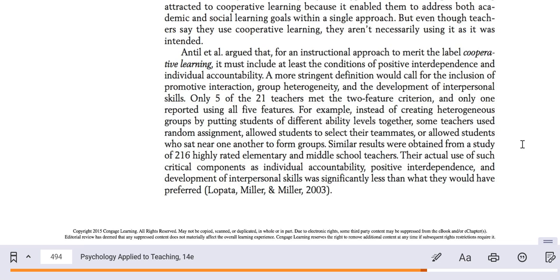For example, instead of creating heterogeneous groups by putting students of different ability levels together, some teachers used random assignment, allowed students to select their teammates, or allowed students who sat near one another to form groups. Similar results were obtained from a study of 216 highly rated elementary and middle school teachers. Their actual use of such critical components as individual accountability, positive interdependence, and development of interpersonal skills was significantly less than what they would have preferred.